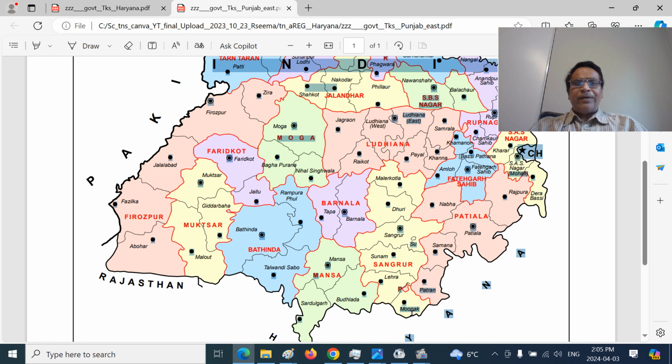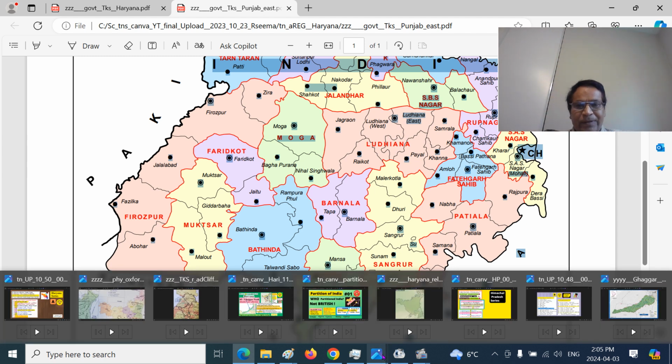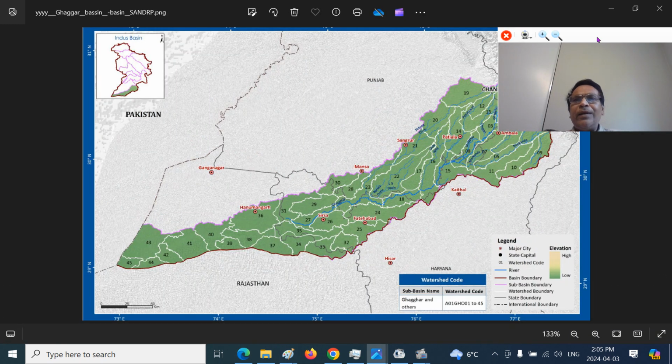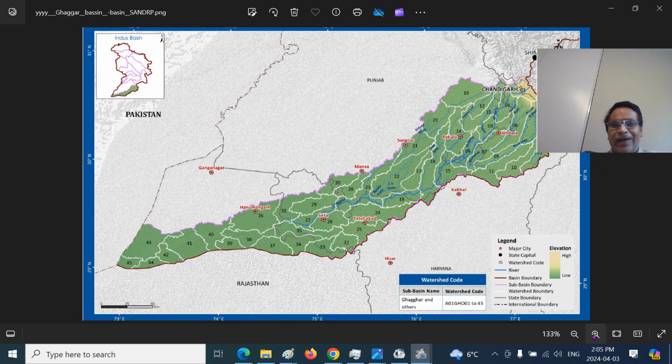So Samana, and this is Moonak and this is Patran. So certain parts, this is the Haryana region. This is the Chandigarh Cholands. Sorry, this is the Ghaggar River Nali region. So here I am showing the Ghaggar River.